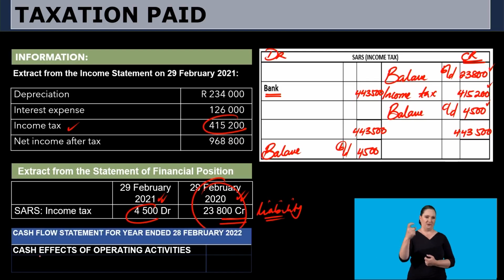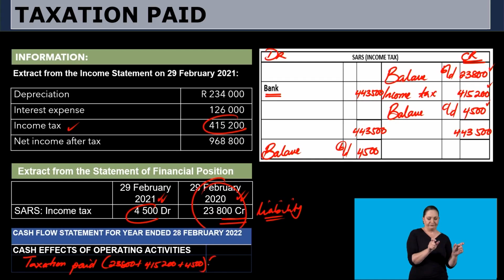All right, this is what someone else would have just done. Remember, we have to record this amount in the cash flow statement. So we'd come here, then we'd say taxation paid. All right, and I'm going to show calculation. So someone would have just said 23.8 plus 415,200 plus 4.5. And then they know it is taxation paid. So here I'm going to get a bracket and then you get your 443,500. As simple as that. Dear learners, let's go for a net break and I'll see you shortly.